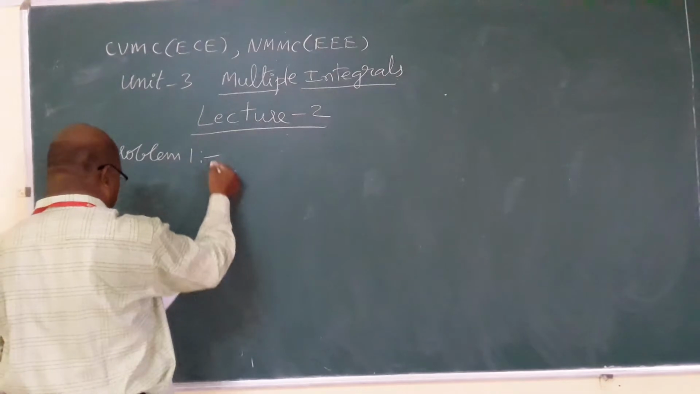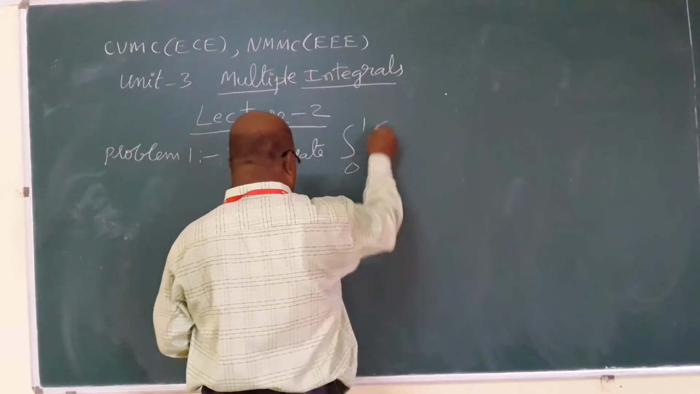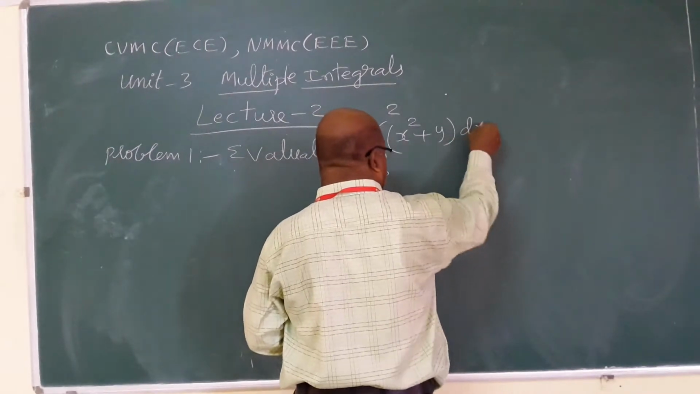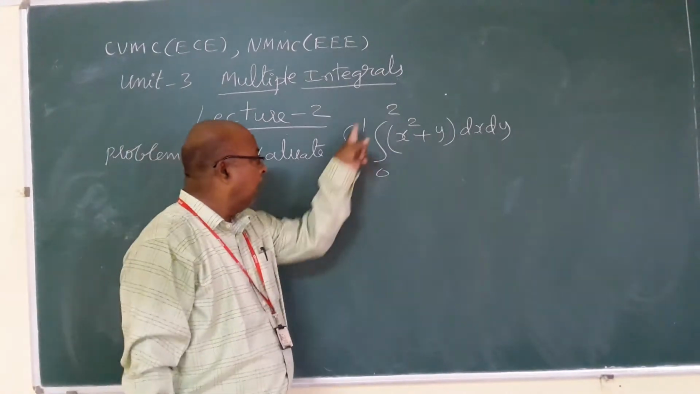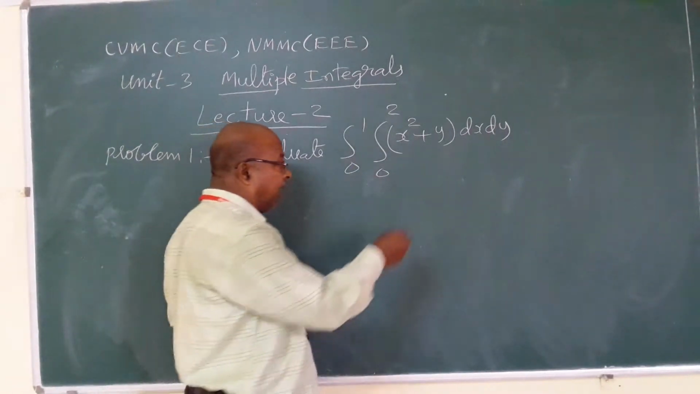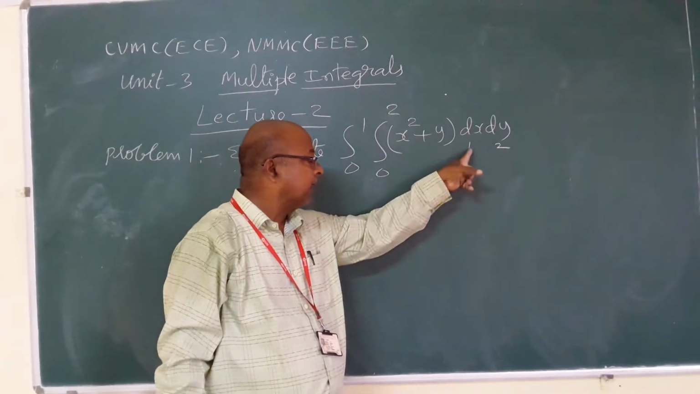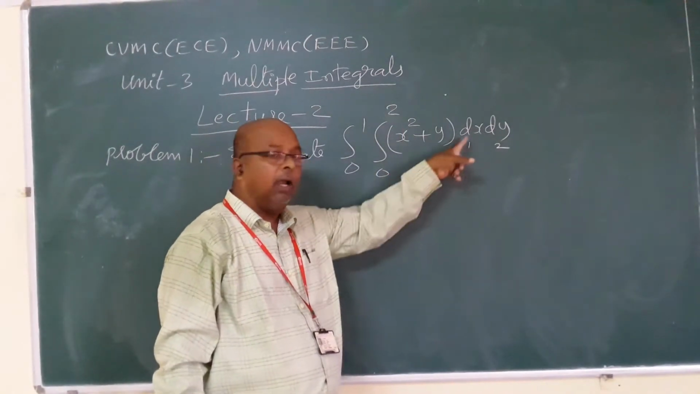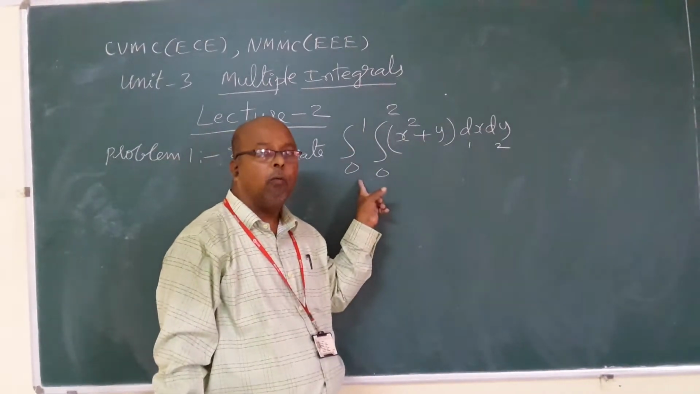Problem 1. Evaluate the integral from 0 to 1, 0 to 2, of x square plus y, dx dy. Look here. Upper and lower limits, all limits are constant. According to the given order, we have to integrate first with respect to x, keeping y as constant between the limits 0 to 2, and then integrate with respect to y between the limits 0 to 1.